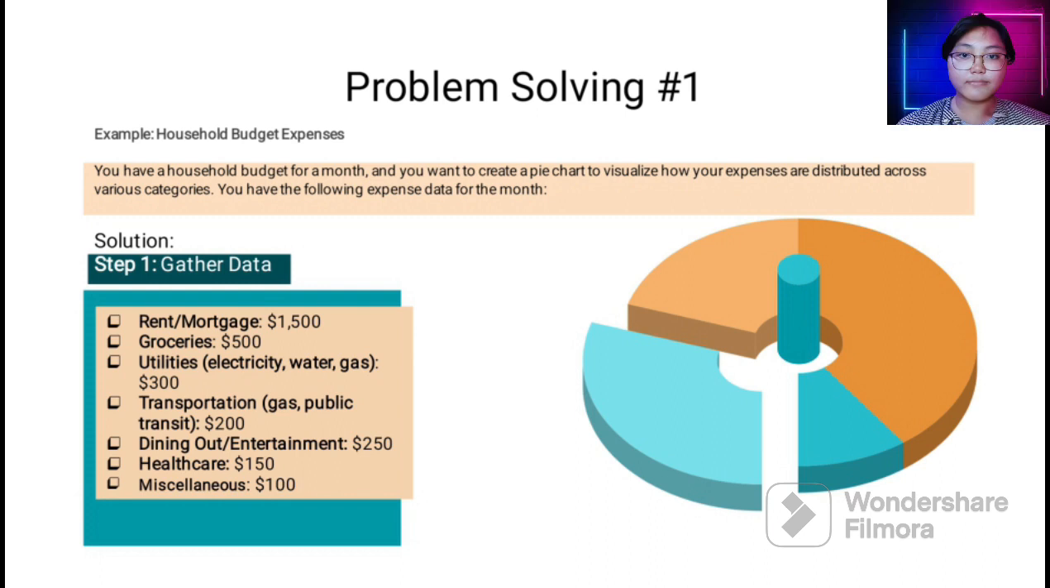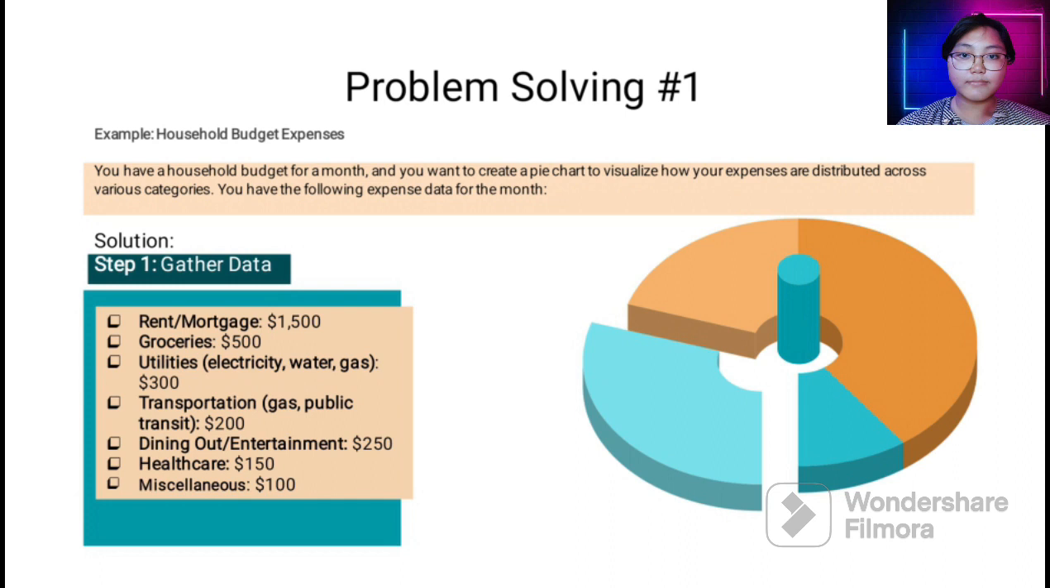So now that we know how to create a pie chart or a circle graph, let's now use it in an example. So the first example is creating a pie chart of the household budget expenses. So the first step is to gather the data. So in this step, we have to gather or list down all the expenses that we have in a month.